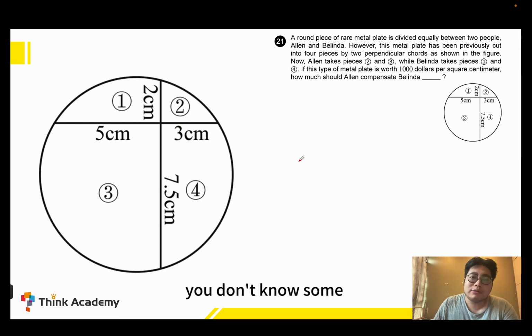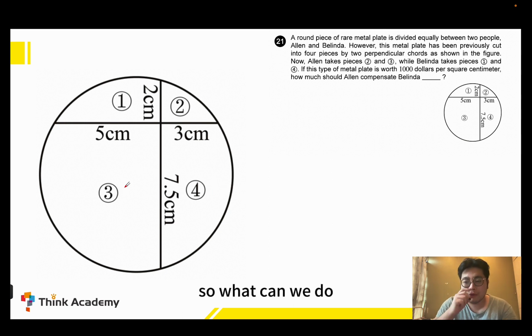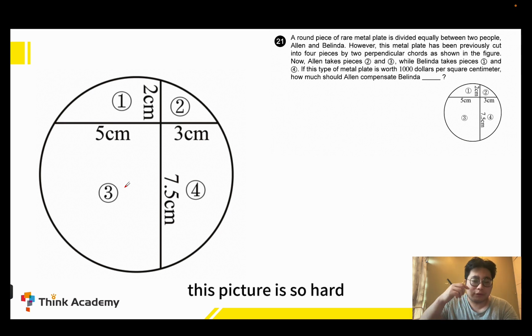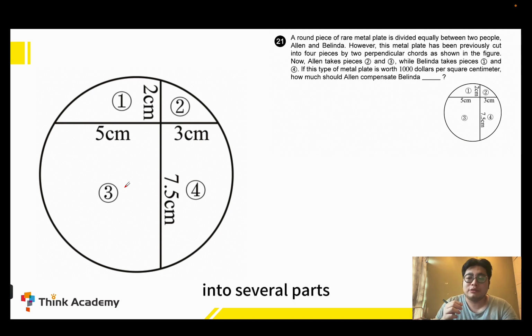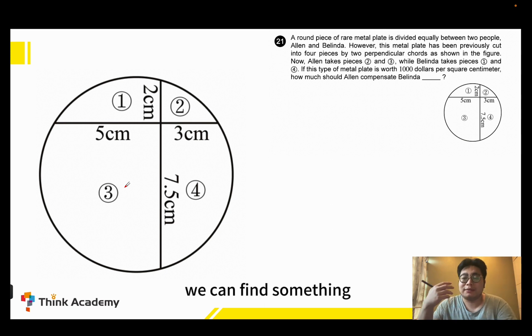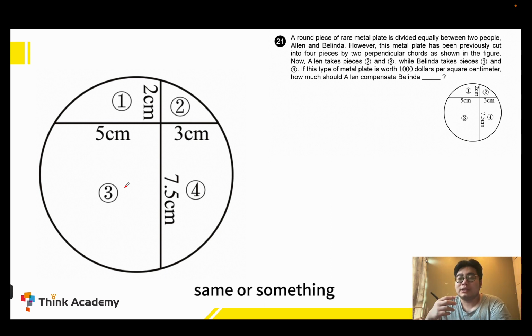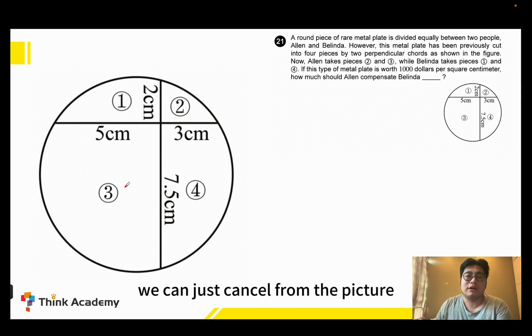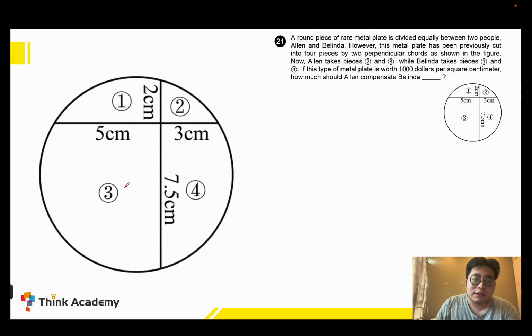Actually, you don't know some formulas that let us directly calculate 1's area and 4's area, or 2 and 3's area. So what can we do? There is a very famous method called the cut-paste method. If you see a picture is so hard, you can separate it into several parts and find out whether we can find something the same, or something we can just cancel from the picture. Now let's have a look.